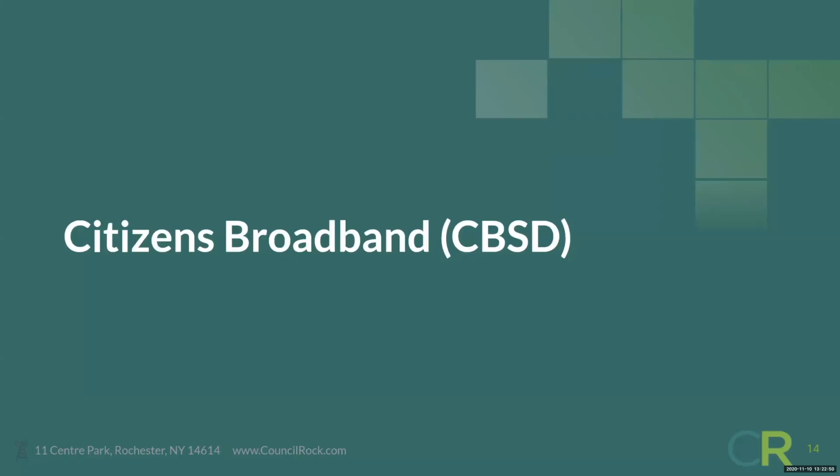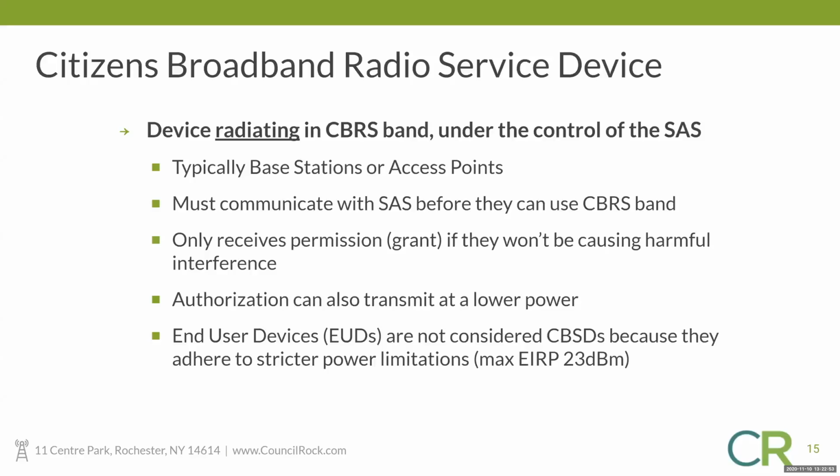So what is a CBSD? A CBSD is basically any device that is transmitting energy in the CBRS band under the control of the SAS. Typically, these devices are referred to as base stations or access points. They must communicate with the SAS before they can use the CBRS band. They only receive permission from the SAS if they won't be causing any harmful interference to an incumbent or a PAL, depending on the tier they belong to.